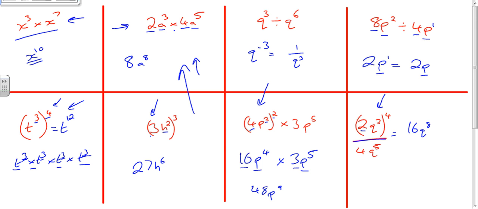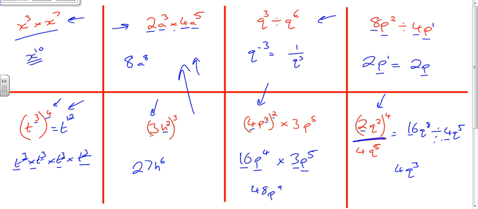And that's divided by, that's over, so that's going to be divided by 4q to the power of 5. Remember, this just means divided by. So we're going to do 16 divided by 4. That's going to be 4. And just like this example here, we subtract the powers. So q to the power of 8 divided by q to the power of 5 is going to be q to the power of 3.